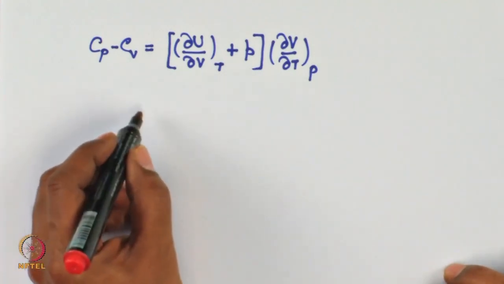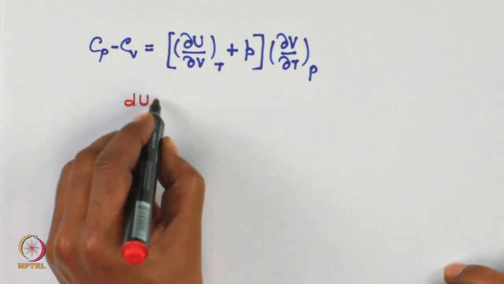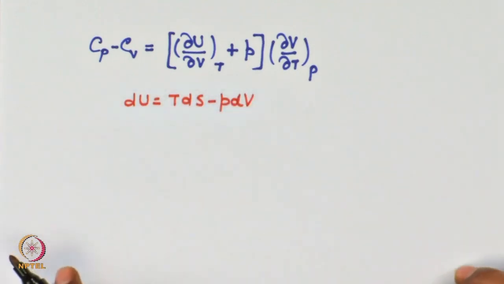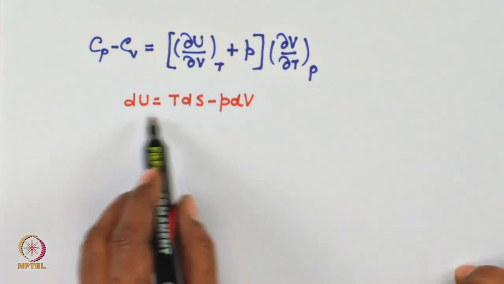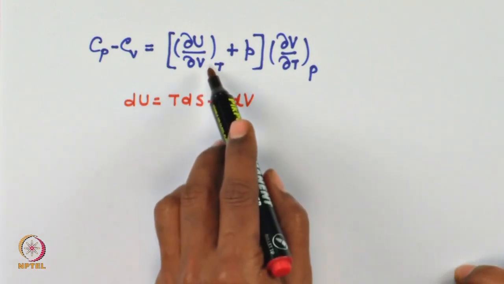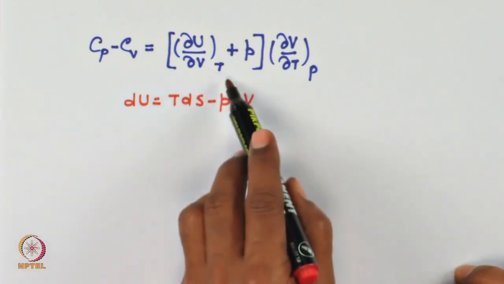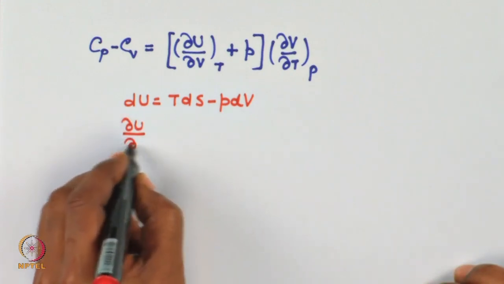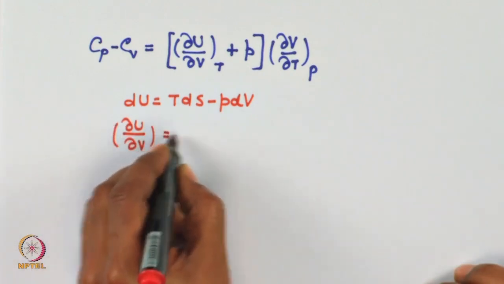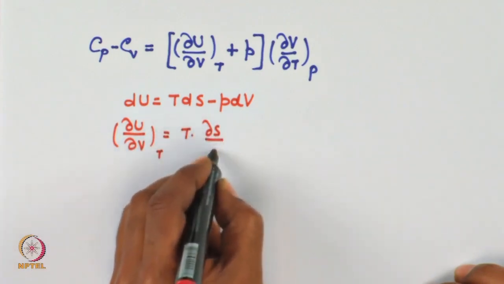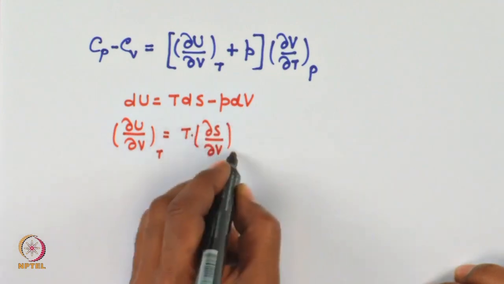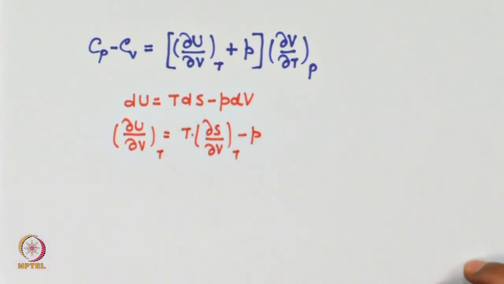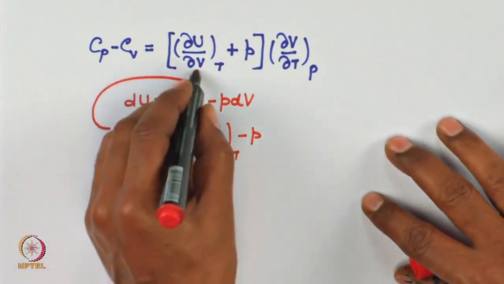Let us think. Maybe this equation, dU is equal to TdS minus PdV. This is a fundamental equation. You see, this equation can allow us to express the variation of internal energy with respect to volume at constant temperature, and pressure will also appear in this. So, if I divide throughout by dV at constant T, what I will get is T times the variation of entropy with volume at constant T, minus P. And if I substitute this over here, I will get rid of P.